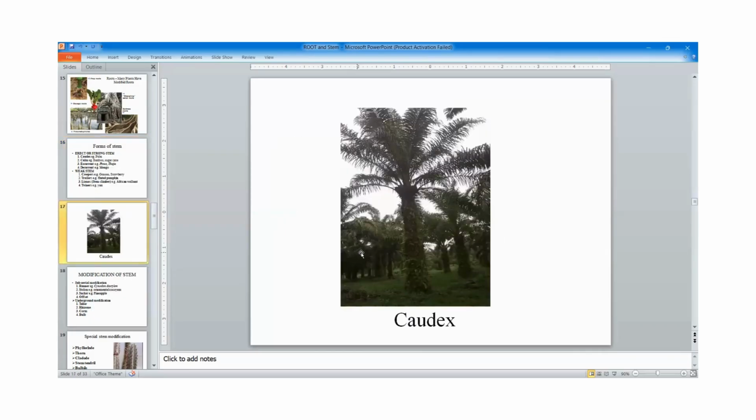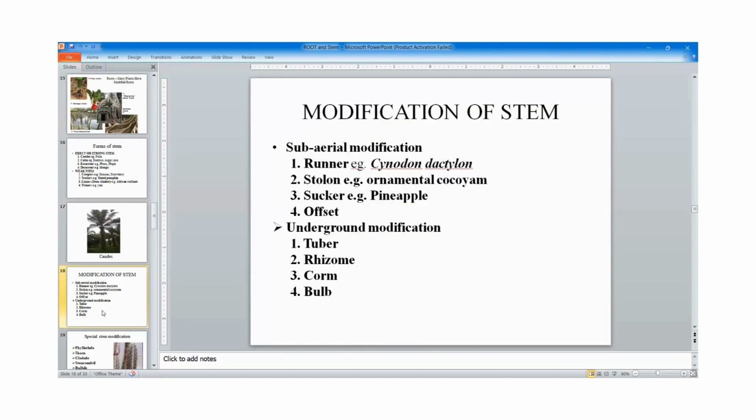This is a picture of palm tree, example of caudex. Then we have some modification. We have modification of stem. We have sub-aerial modification. We also have underground modification. Sub-aerial modification, we have runners, e.g., Cynodon dactylon. We have stolon, which example is ornamental cocoyam. We have suckers, e.g., pineapple or plantain. And we also have offset.